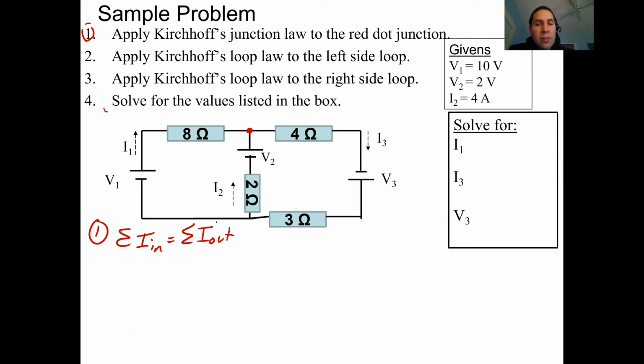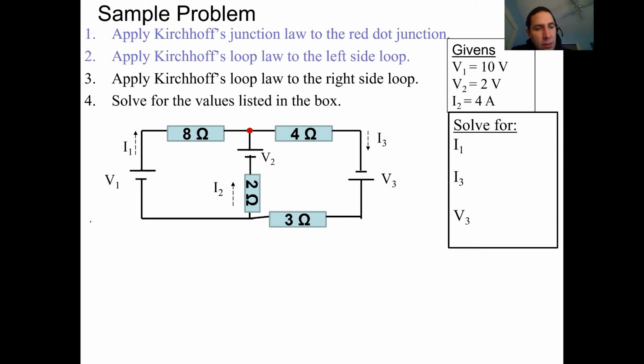So what are the goes-ins, so to speak, for this junction? Going into this junction, I have I1, and I also have the current I2. What's the goes-out? The only current going out is this one, I3. So when we apply Kirchhoff's junction law, we can say for that junction, I1 plus I2 equals I3. That's an important equation that we're going to keep with us as we move to the next slide, so I'm going to copy it down. Number one: I1 plus I2 equals I3.